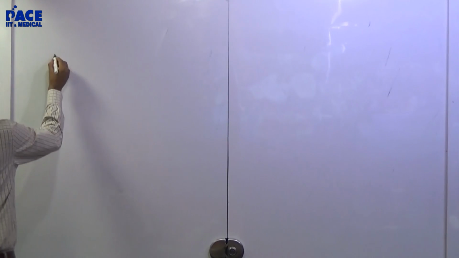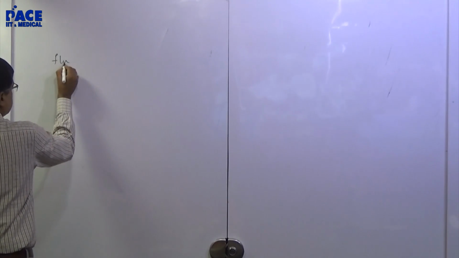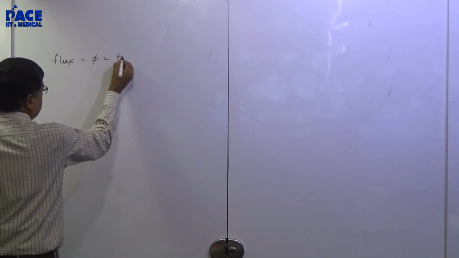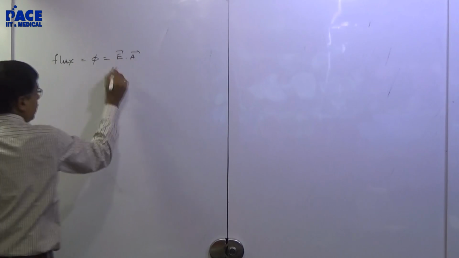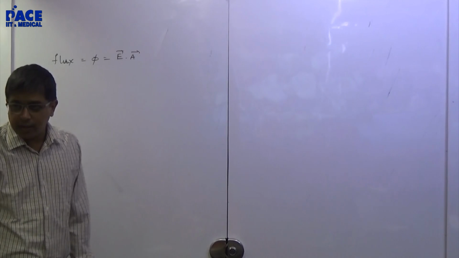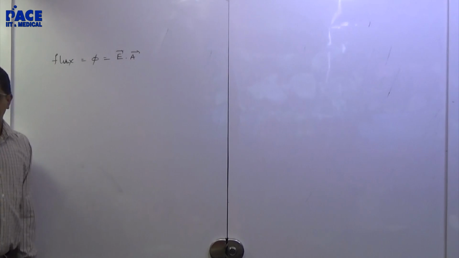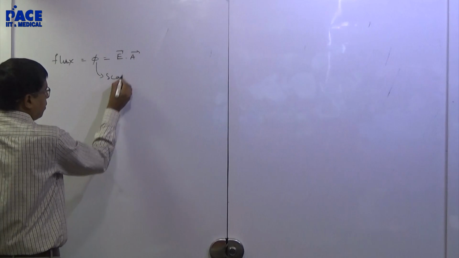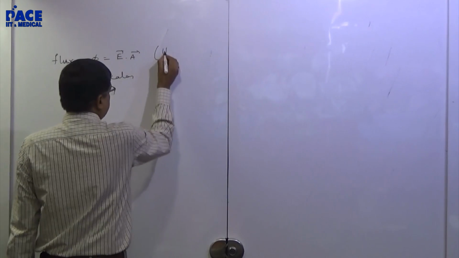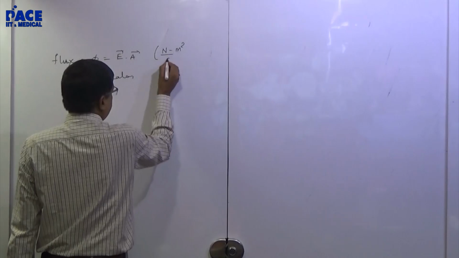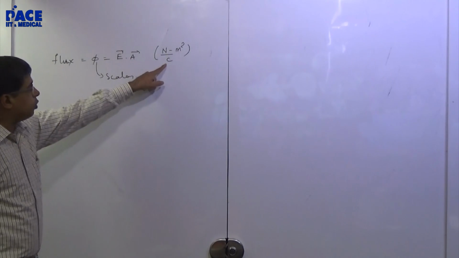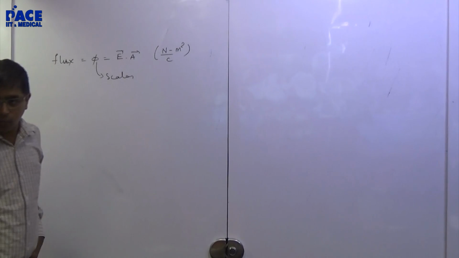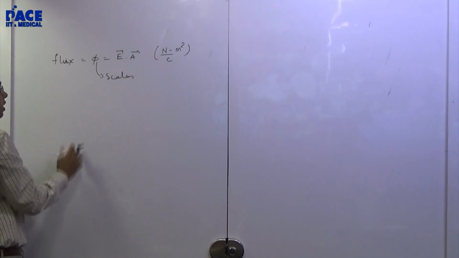We define a new quantity called flux with the symbol phi, which will be E dot A. Area you made a vector today. So the dot product of two vectors will be a scalar. So flux is a scalar, first point. It is measured in Newton meter square per coulomb. Field is Newton per coulomb. So flux is a scalar quantity.